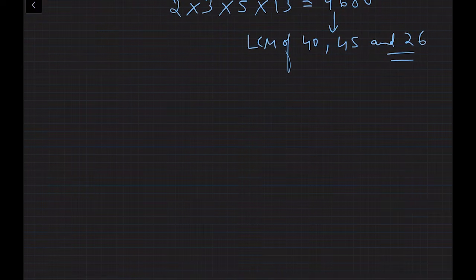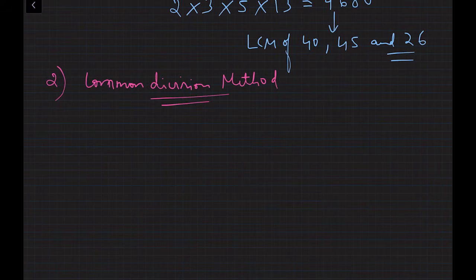Now we will go to the second method, that is common division method. We will consider the same two examples and let's see how this common division method works and helps us in getting the LCM of a given set of numbers. Let me consider 15 and 20. The first thing that you need to do in common division method is to list out all the given numbers in the set horizontally like this.